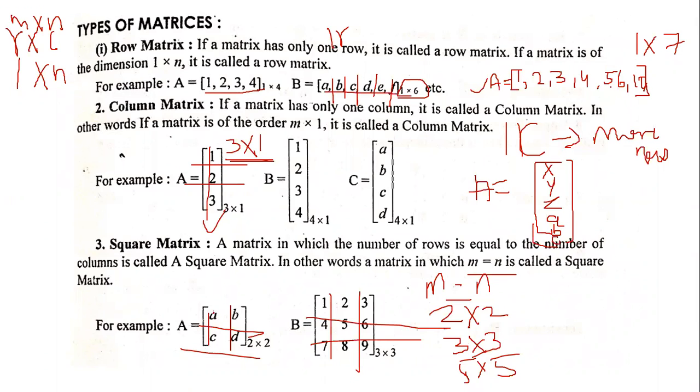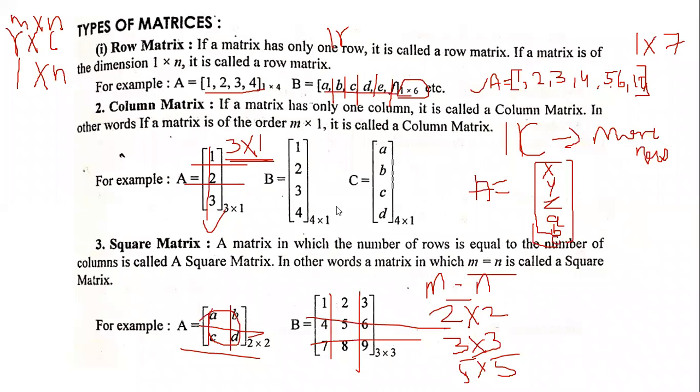Both the number of rows and columns will be the same. So we are not bothered about what the elements inside are. We are bothered about how many elements are there in the matrix. That is the primary concern. Okay, so that is your square matrix.